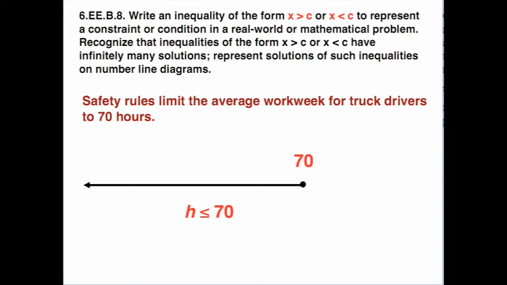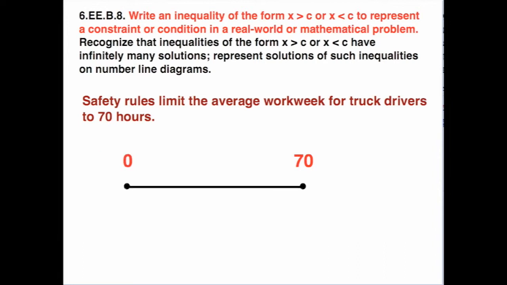Here's our solution, our number line. And numerically, mathematically, that would be x is less than or equal to 70. Now, based on our solution, negative 23 hours could be part of that. But you can't drive negative 23 hours. Realistically, 0 is as small as we can get here. A truck driver might take the whole week off, so he drove 0 hours. But that's it. We can't have any negative numbers.